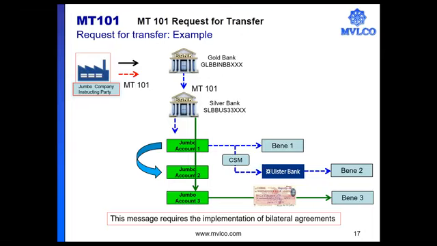This is how MT101, the request for transfer, is used to move Jumbo's money at some other banks, but the party who initiates this payment, the bank which will initiate the payment in this example, would be Gold Bank.